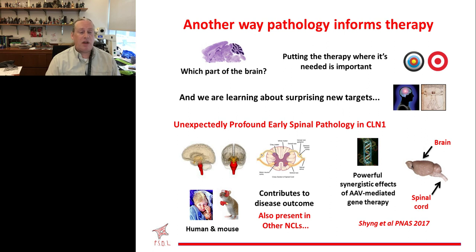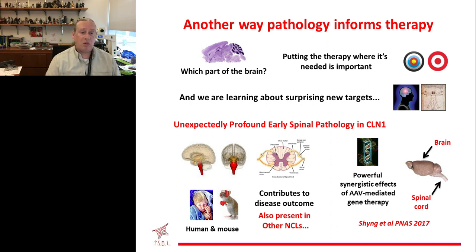And a good example of that, which I mentioned earlier, was that it was a great surprise to find that there was pathology within the spinal cord very early in the disease in CLN1 disease mice. We know that that happens not just in mice, but there is also spinal pathology in human CLN1 disease. And we know from our studies that this appears to contribute to the disease outcome.